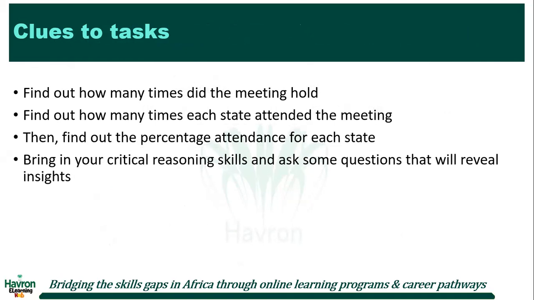Again, we need to find out how many times each state attended out of that number of times the meeting held. We'll be able to use that to ascertain their performance in attendance. And then we need to find out the percentage attendance for each state. So we are being encouraged to bring in our critical reasoning skills and ask certain questions that will reveal insights.